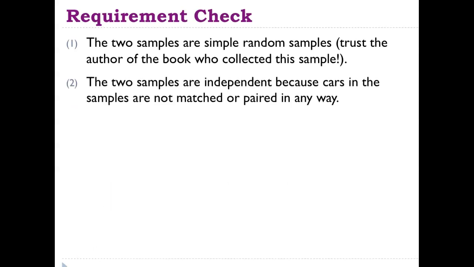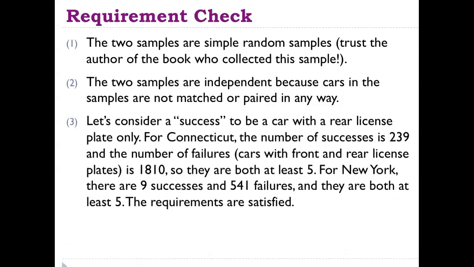The two samples are independent because the cars in the samples are not matched or paired in any way. And let's consider a success to be a car with a rear license plate only. So for Connecticut, the number of successes is 239 and the number of failures is 1,810, so they're both at least 5. For New York, there are 9 successes and 549 failures, and those are both at least 5 as well.